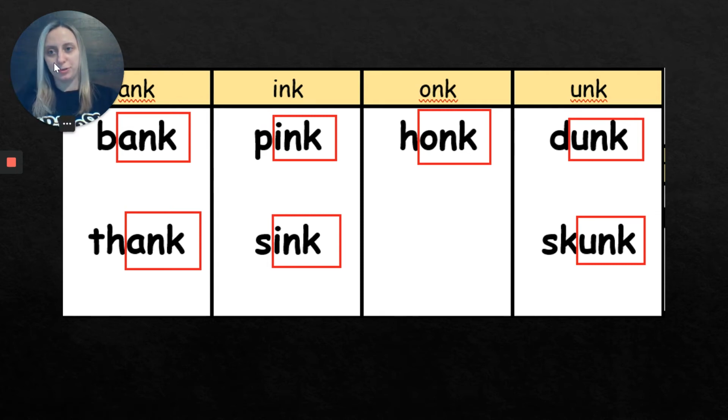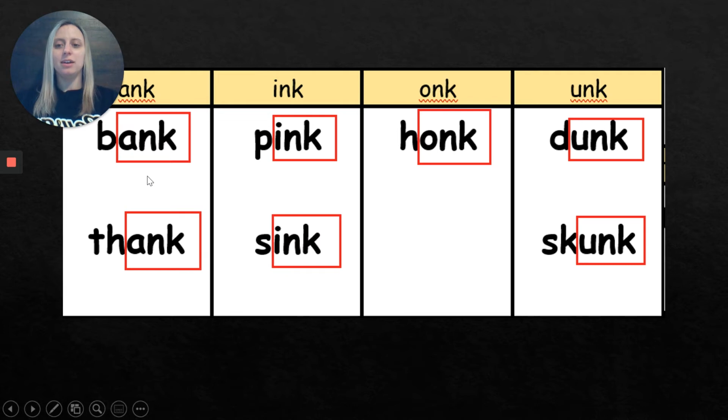Here's another popular group, the NK glued sounds. The NK glued sounds are a little less popular than the NG ones, but they do still pop up a lot in our language, especially for first graders. Pause the video and take some time to read through these words. Okay, we have bank, thank, pink, sink, honk, thunk, skunk.